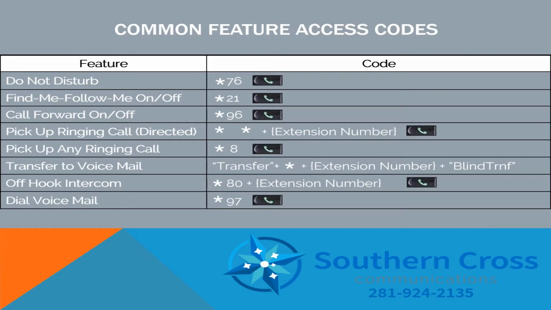You can prevent calls from coming to your extension by dialing *76 followed by the dial key to turn the Do Not Disturb feature on. Dialing *76 again will turn it back off. Find Me, Follow Me can be set up by your system administrator.